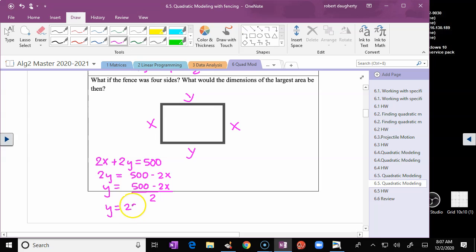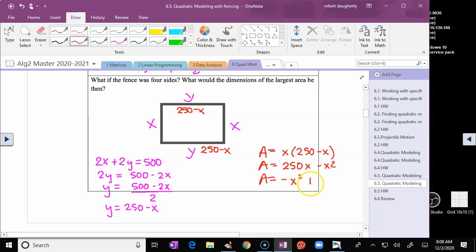Y is equal to 250 minus x. So this side is 250 minus x, and this side is 250 minus x. What is the area of this rectangle? Area is equal to x times 250 minus x. Area equals 250x minus x squared. Area equals minus x squared plus 250x.